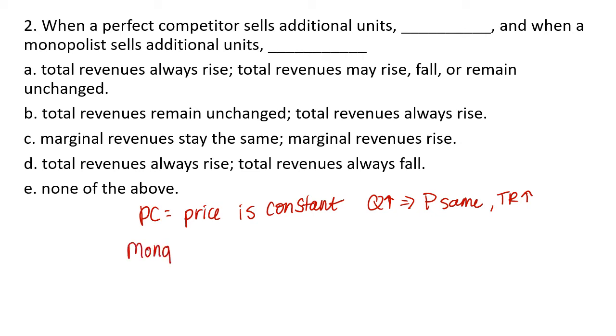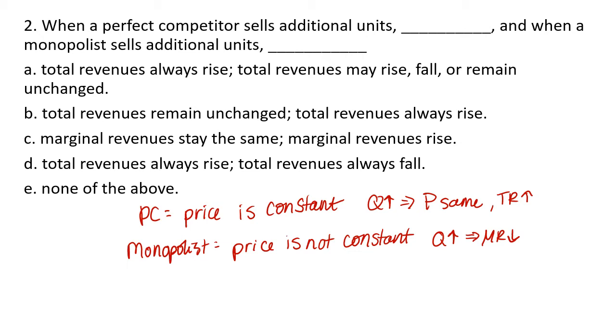For a monopolist, price is not constant, right? They can pick whatever they want. And as their quantity rises, their marginal revenue falls, right? It's a decreasing line. It has a downward slope back in the picture. And so what's happening to total revenue is that it goes up for a little bit and then goes down.